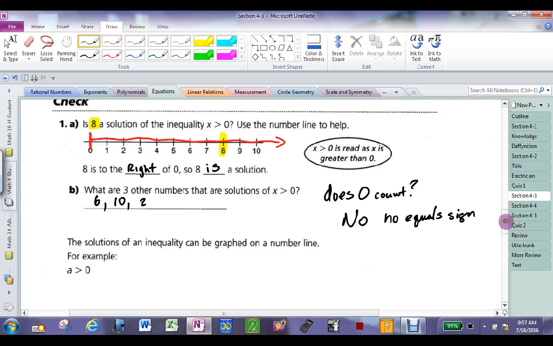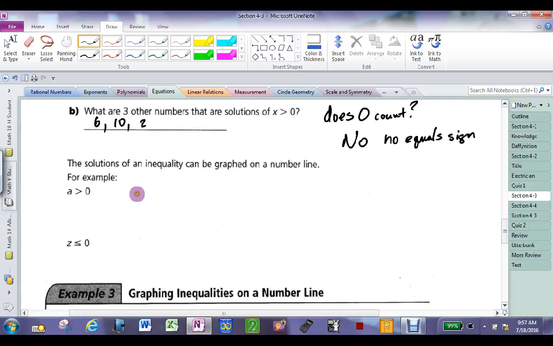So now I'm going to remind you. Draw the number line. Draw 0. A is greater than 0. Is 0 included? No. Open circle and line. This means only up to that point.